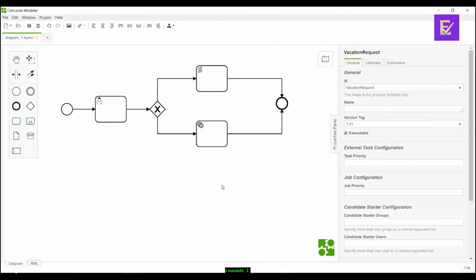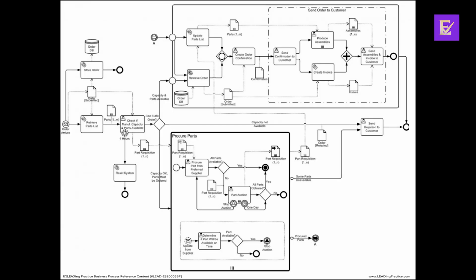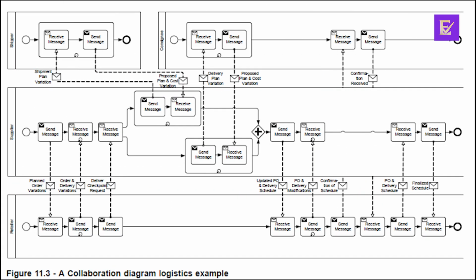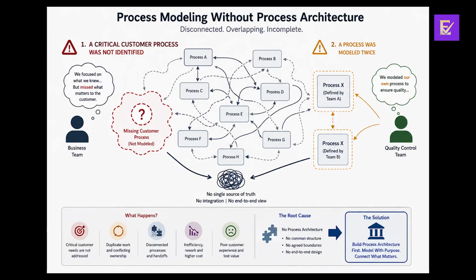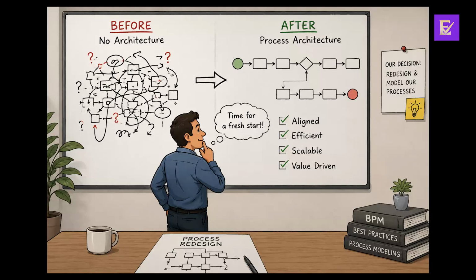Another common mistake is jumping directly into process modeling software. Organizations spend months drawing beautiful BPMN diagrams. The diagrams look impressive. They are technically correct. But months later, someone realizes an important customer process was never identified. Another process appears twice. Several responsibilities overlap. And suddenly, the organization needs to redesign everything, not because the diagrams were wrong, but because the foundation was missing.